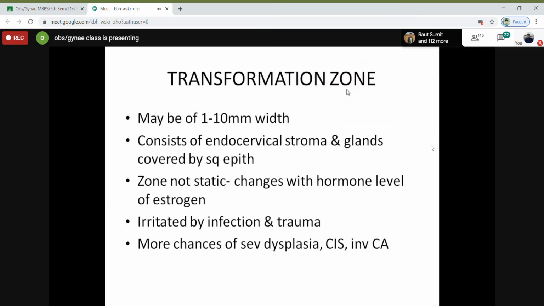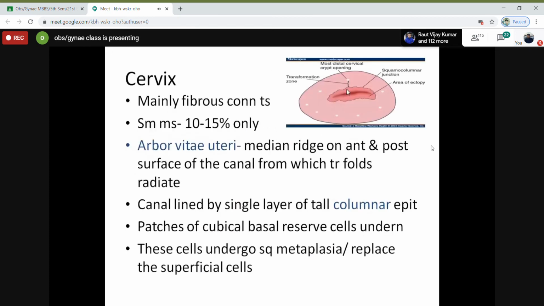Okay, so you can see the cervix, and something known as the transformation zone. The transformation zone is about 1 to 10 millimeters wide. Here you can see this is the transformation zone, around the external os. That is where the transformation happens.